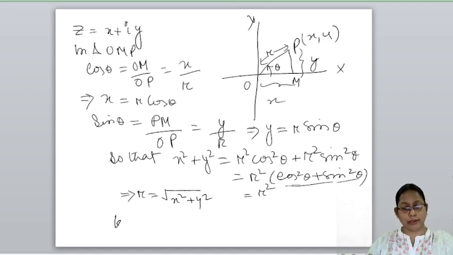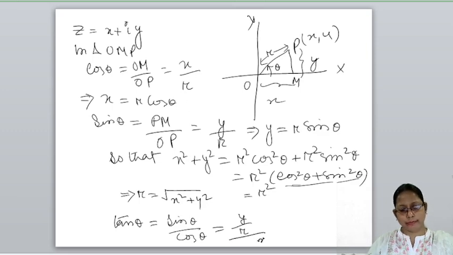Next, tan theta will be sin theta by cos theta. From here, sin theta is y by r, and from here cos theta is x by r. This implies y by x is equal to tan theta. This implies theta is equal to tan inverse y by x.